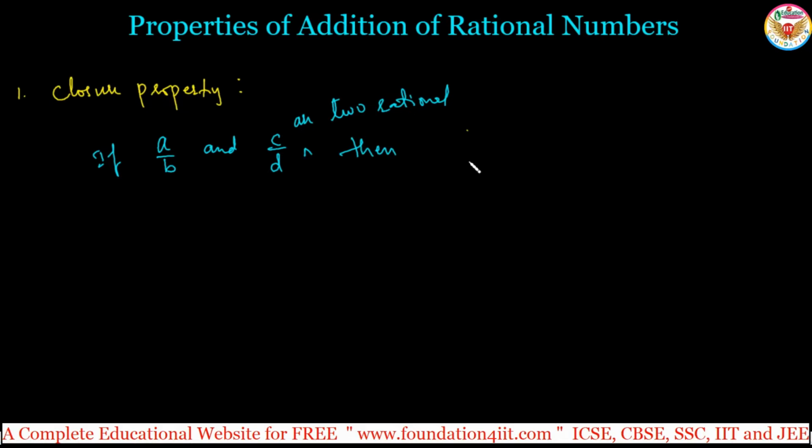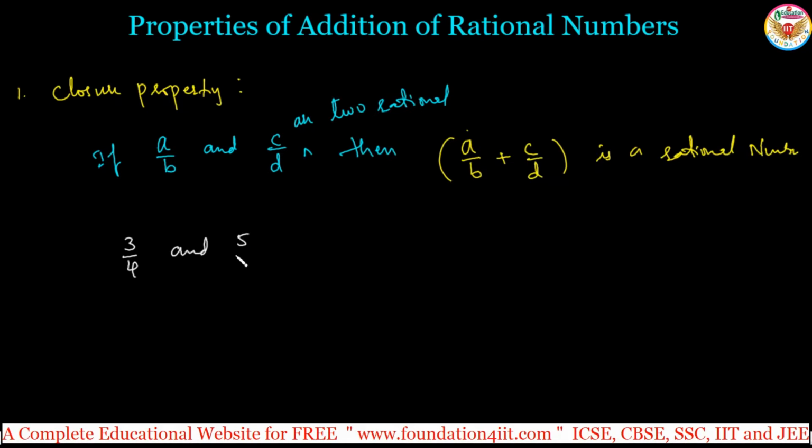Then by adding both, that means a/b plus c/d, this result is also a rational number. Okay, this is the closure property. Let us take an example, 3/4 and 5/6.